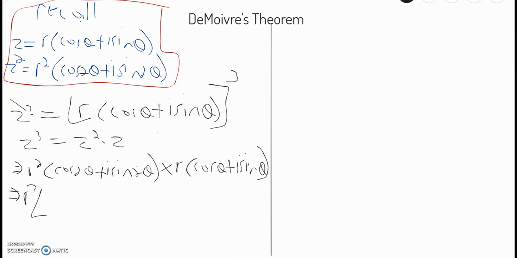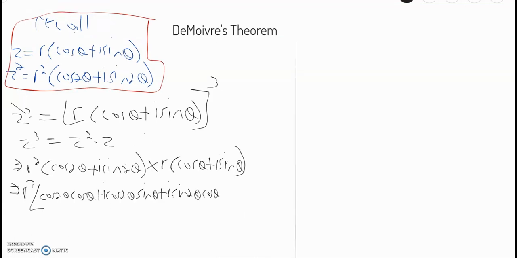So we have cos 2 theta times cos theta. So I'm going to have cos 2 theta cos theta. Then I'm going to have to go cos 2 theta times I sine theta. So I'm going to have plus I cos 2 theta sine theta. The I sine 2 theta will now multiply each thing. So I'm going to have plus I sine 2 theta cos theta. And then we have I sine 2 theta times I sine theta. I times I is minus 1. So I'm going to have minus sine 2 theta sine theta.